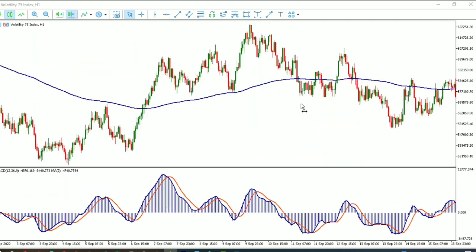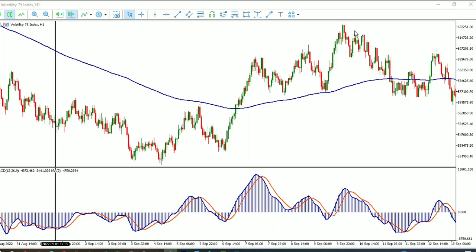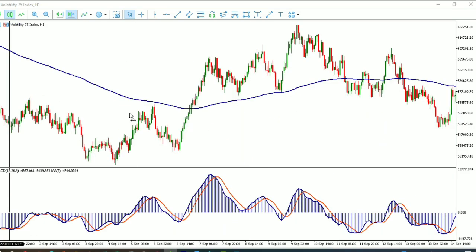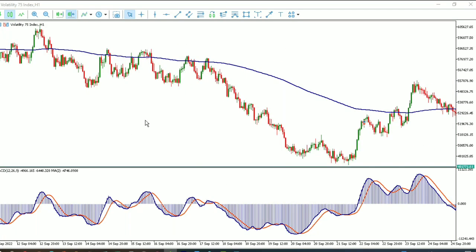On the other side, if the market goes above the 200 period moving average, you are going to see that the market is going to be in an uptrend. So you can see the moving average is going to help us to filter the trend so that we can follow where the market is already going.